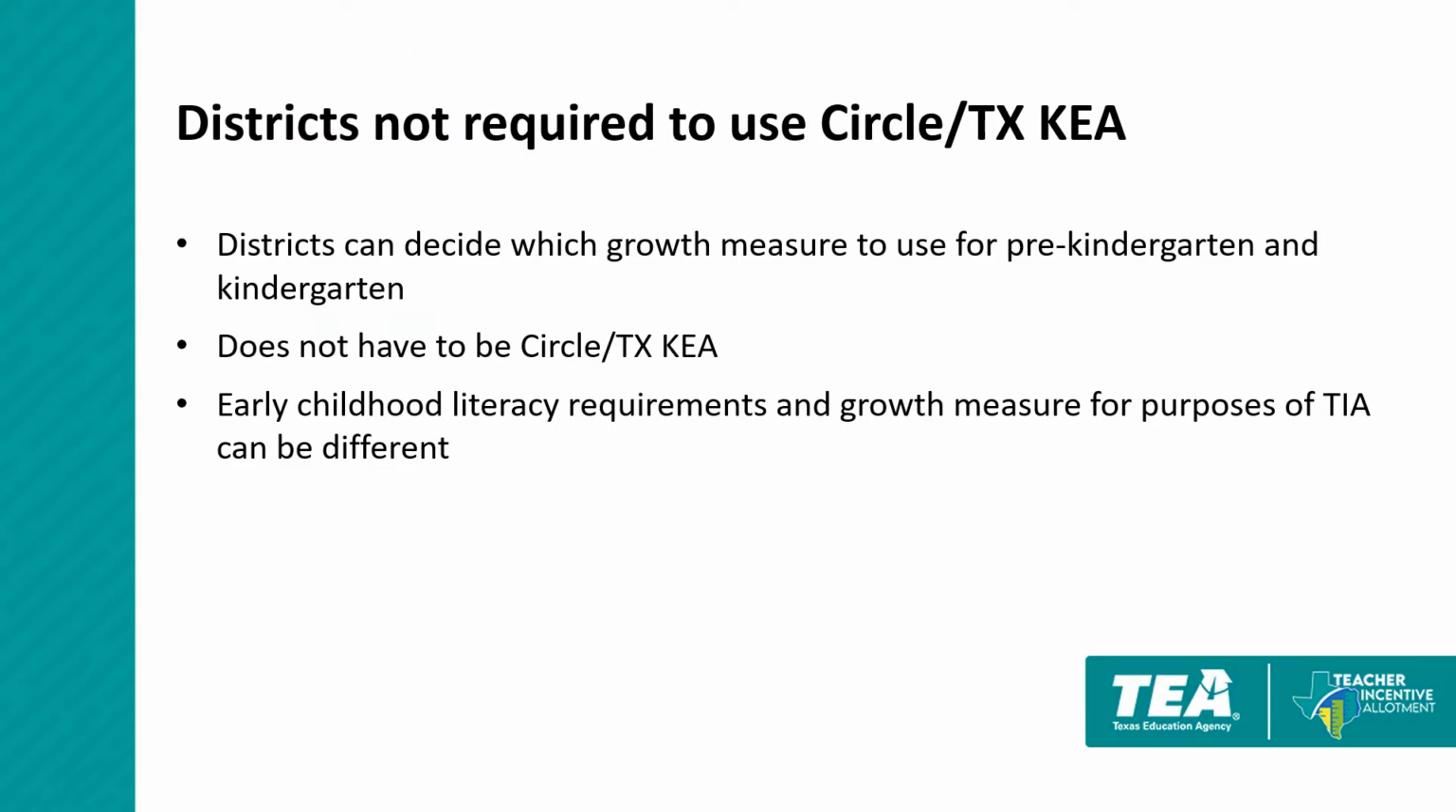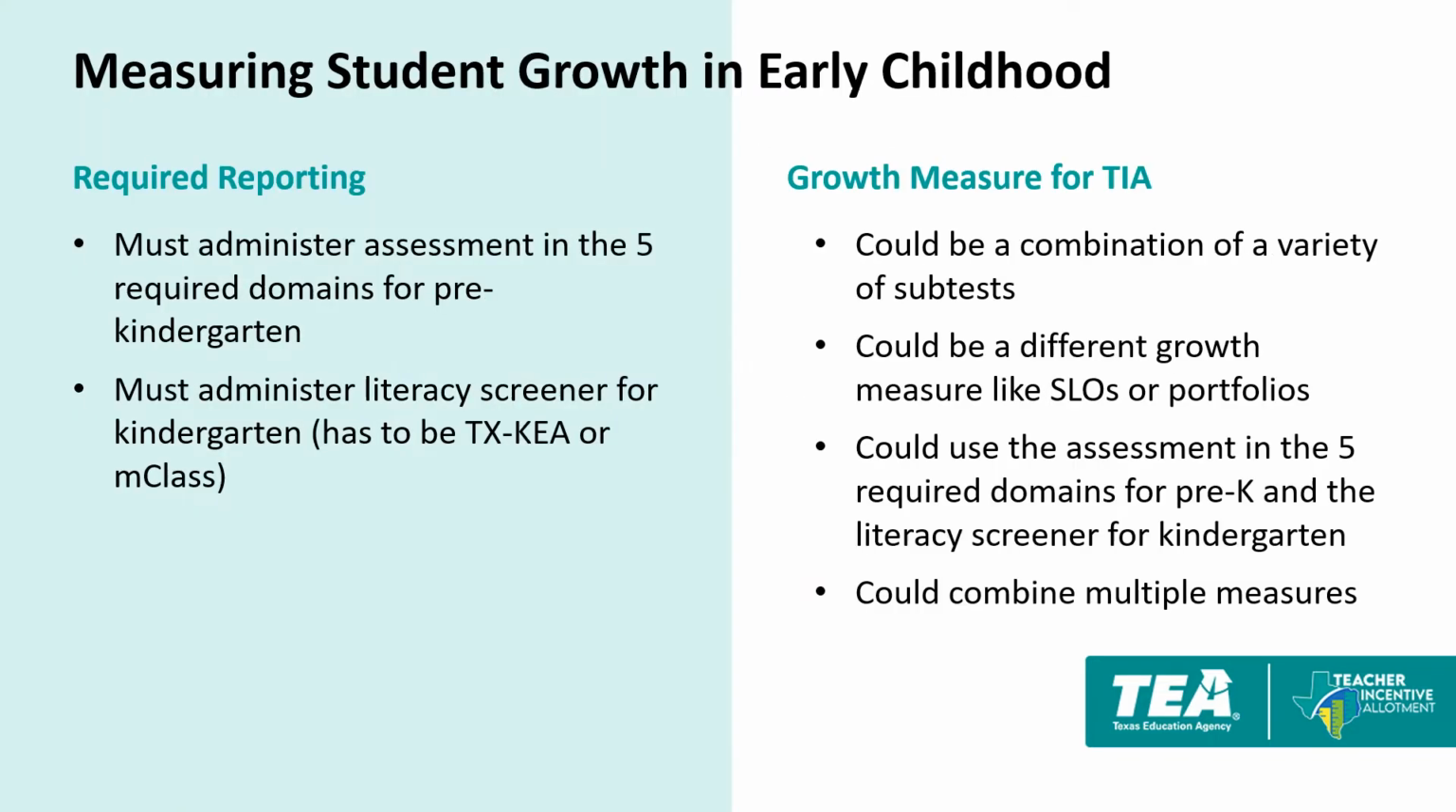I want to pause and point out that districts are not required to use Circle or TXT-KEA for the purpose of TIA. However, for districts that do choose to use Circle and/or TXT-KEA for their TIA local designation system, they will need to set expected growth targets locally.